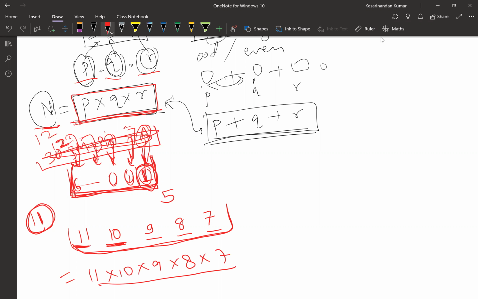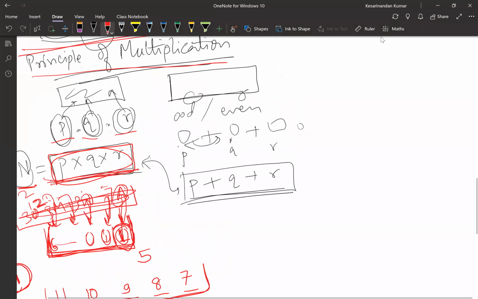Is this part clear, Janvi, now? This is your principle of multiplication. Yes, yes. Okay, perfect. And so, yeah, go ahead.